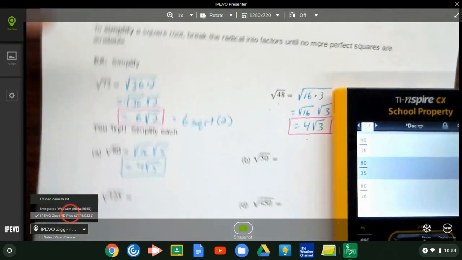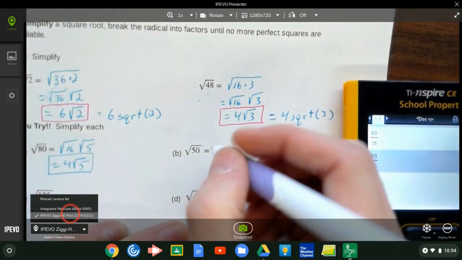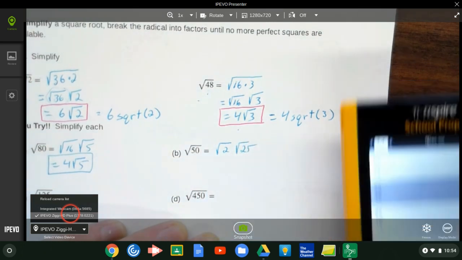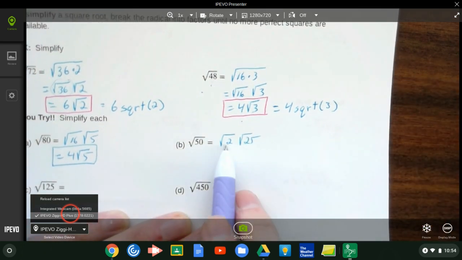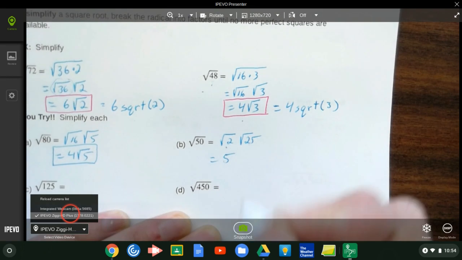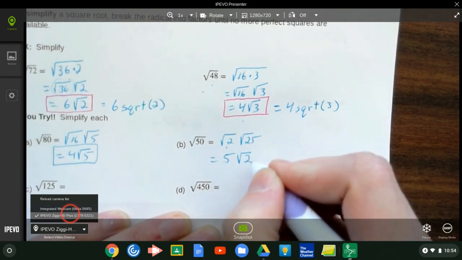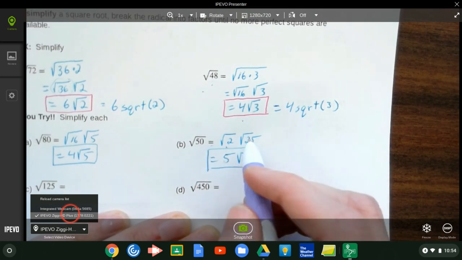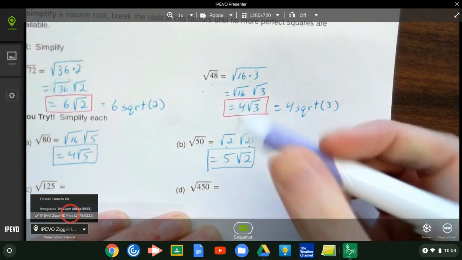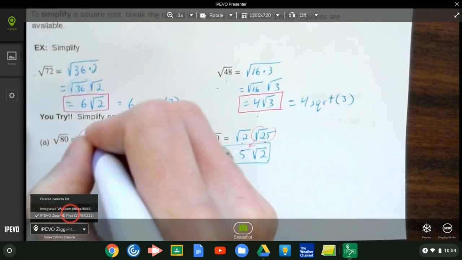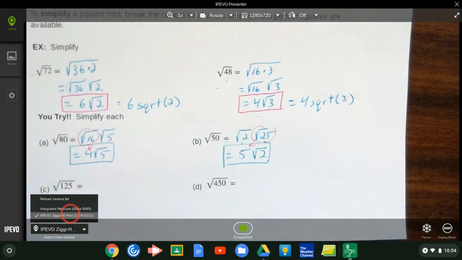Okay. 50. Well, 50 you probably got real quick because you already know that 2 times 25 is 50. Now be careful. When I write it like this, I don't know the square root of 2. But I do know the square root of 25. The square root of 25 is 5. Square root of 2, well, I'll leave it as square root of 2. Okay, you can change that order. It doesn't matter. Just remember that, hey, I know the square root of this number, so I can turn that to that.